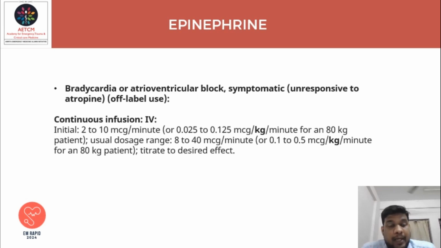Next one is symptomatic bradycardia or AV block which is unresponsive to atropine. We can use epinephrine. The dosage is 2 to 10 microgram per minute. The usual dose range is from 8 to 40 microgram per minute, titrated to the side effect.